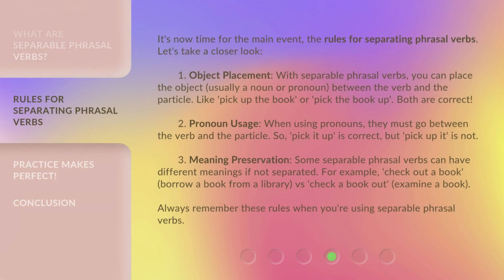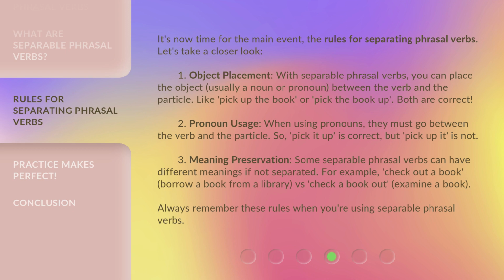It's now time for the main event, the rules for separating phrasal verbs. Let's take a closer look. 1. Object placement. With separable phrasal verbs, you can place the object, usually a noun or pronoun, between the verb and the particle. Like, pick up the book, or pick the book up. Both are correct. 2. Pronoun usage. When using pronouns, they must go between the verb and the particle. So, pick it up is correct, but pick up it is not.